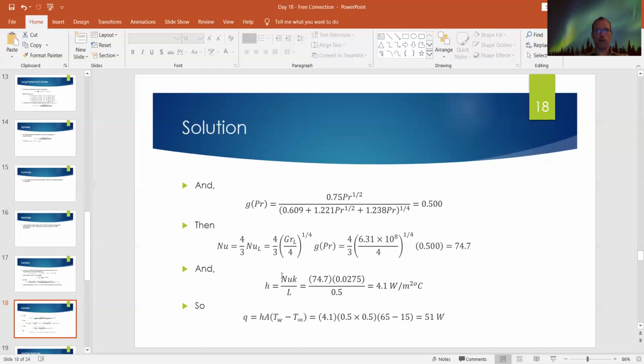Then I can find my h value, Nusselt number times k over L. So 74.7, k value 0.0275, length was 0.5 meters, gives me an h value of 4.1 watts per meter squared degree Celsius. And finally Q, standard equation, h A (T wall minus T infinity): 4.1 for h, area 0.5 times 0.5 meters, and then temperature difference of 50 degrees, gives me 51 watts for the heat loss from this plate.